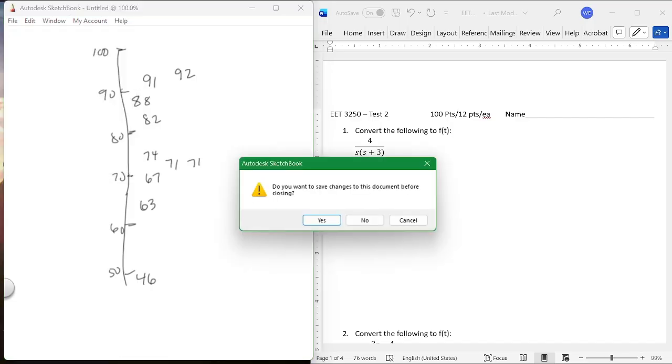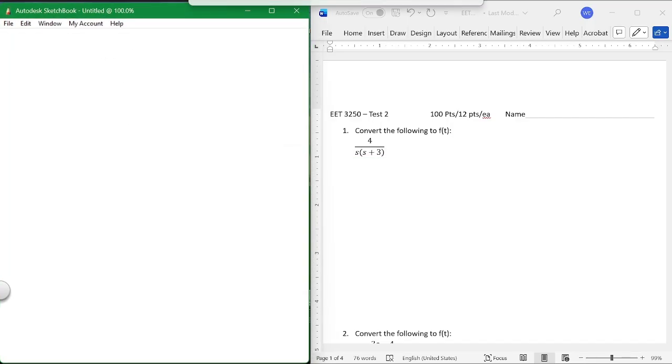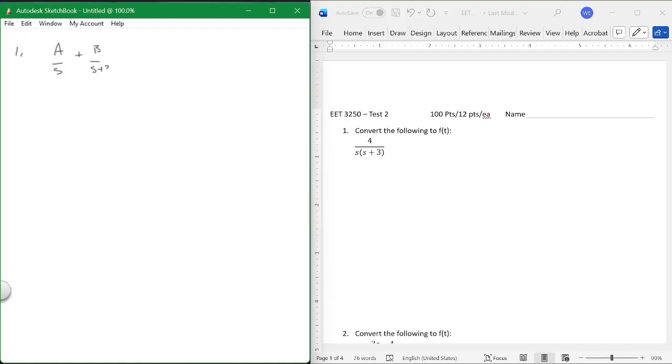Jerome, if anybody has any questions, let me know. So basically, the loyal ones. Okay, that's number one. So convert the following to FFT. So basically, number one is you split it into A over S plus B over S plus 3. And that is equal to 4 over S times S plus 3.